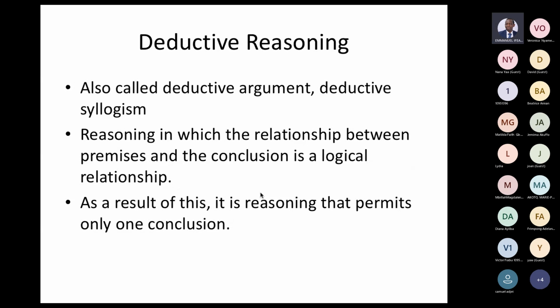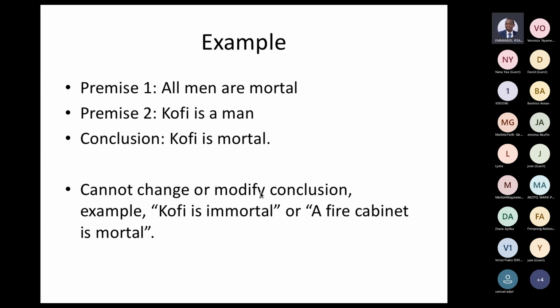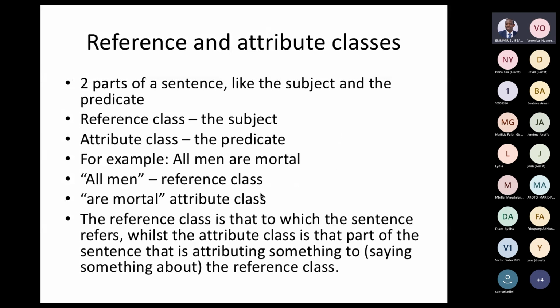And deductive is the one where the relationship between the premises and the conclusion is logical. Because of that, it is reasoning that permits only one conclusion. It's just like a mathematical operation. You don't have two conclusions in a mathematical operation. There has to be one conclusion. 2 plus 2 cannot give you two conclusions. It can only give you one. That's how deductive reasoning is. We saw examples of deductive reasoning.